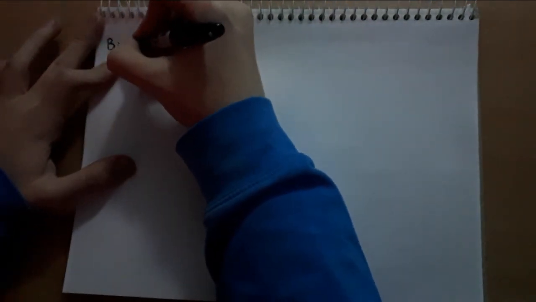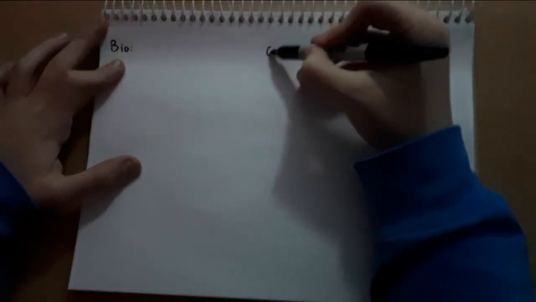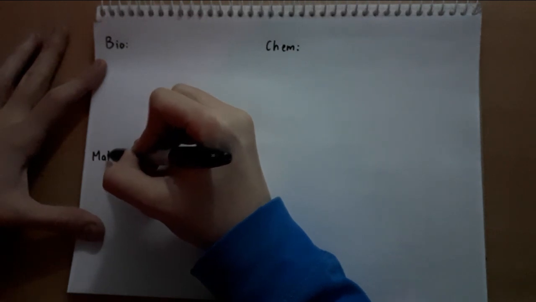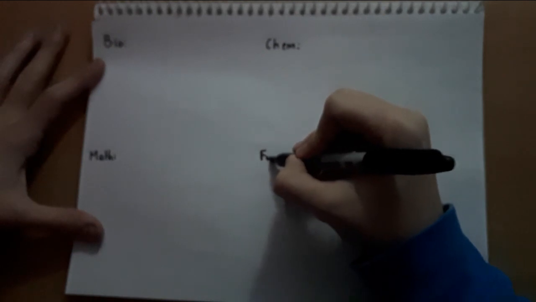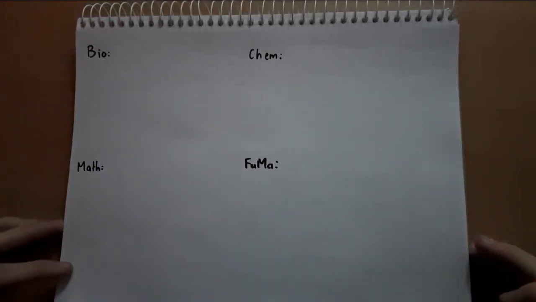Okay, so step one is going to be write out your subjects on your page. So I have biology, I have chemistry, let's go over here, I have maths, and I also have further maths. Those are my shorthands for each of my subjects. I've already done this really badly, but it literally doesn't matter because this is just a writing page.